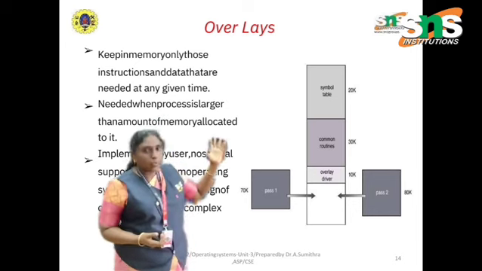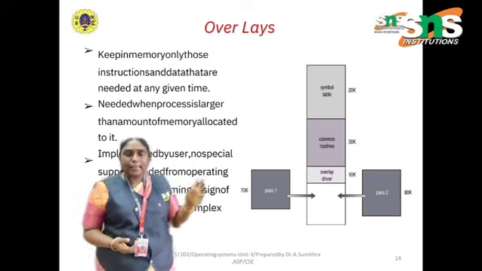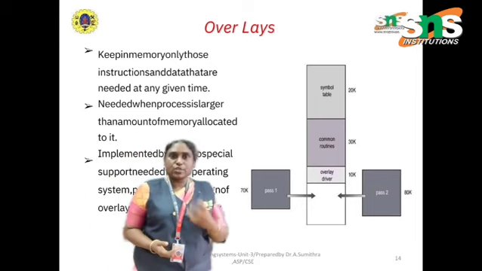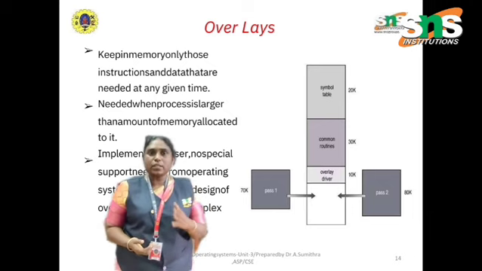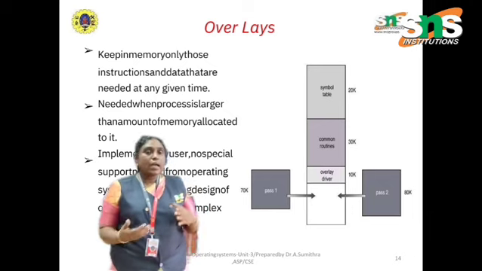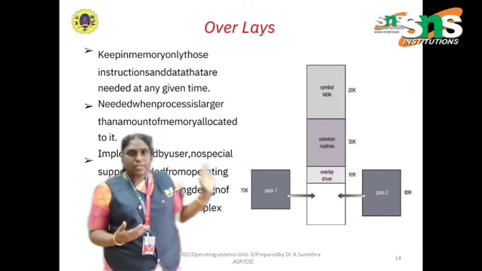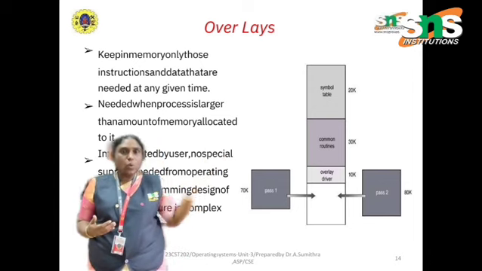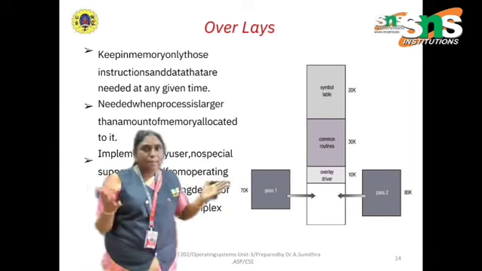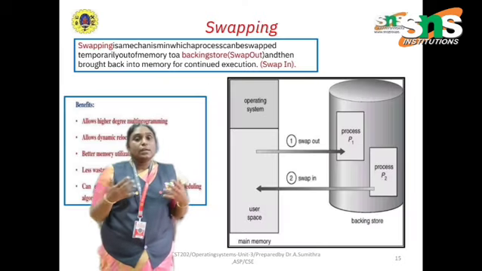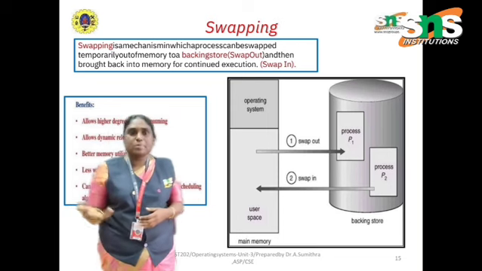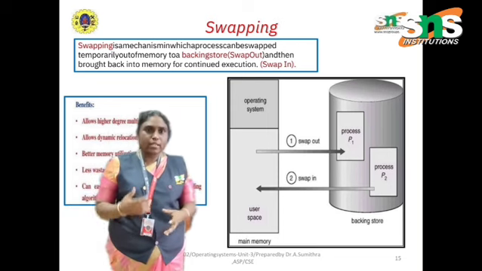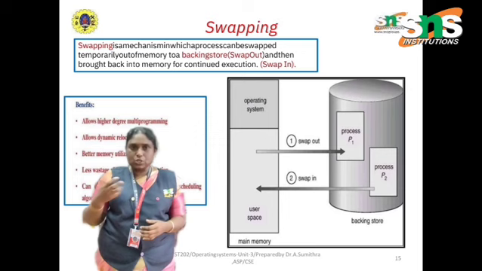The next topic is swapping. The purpose of swapping is to manage limited RAM by temporarily moving processes to disk. Inactive or idle processes are swapped out to a reserved area on the disk, which we call swap space. When needed again, the process is swapped back into RAM.